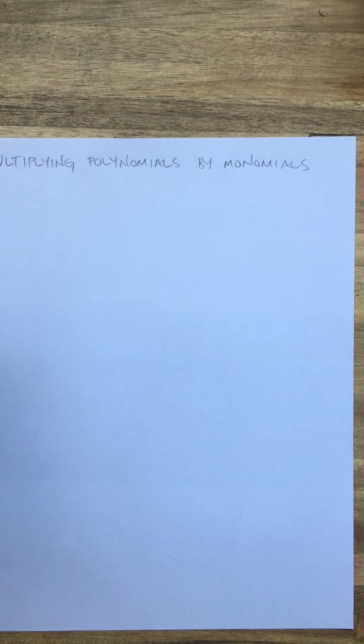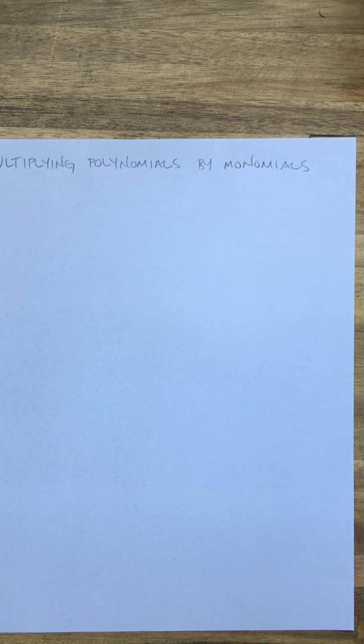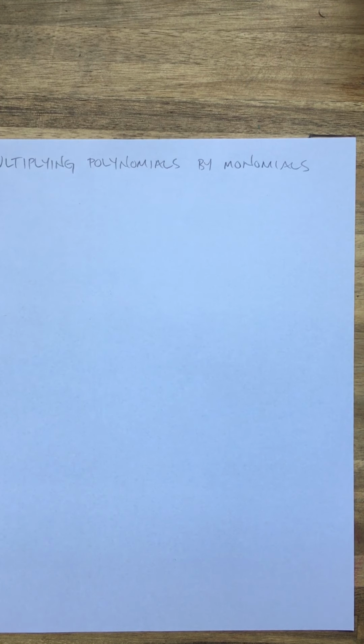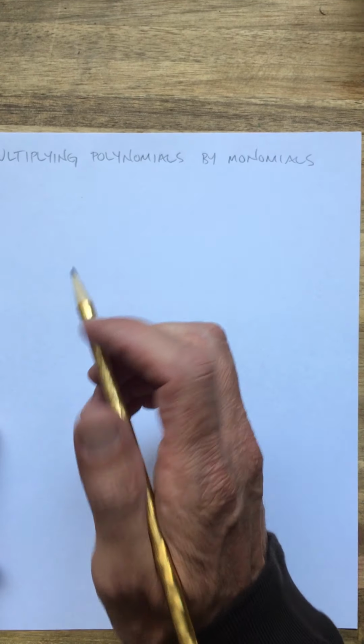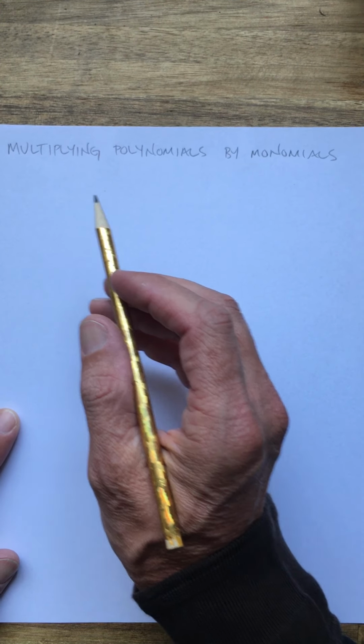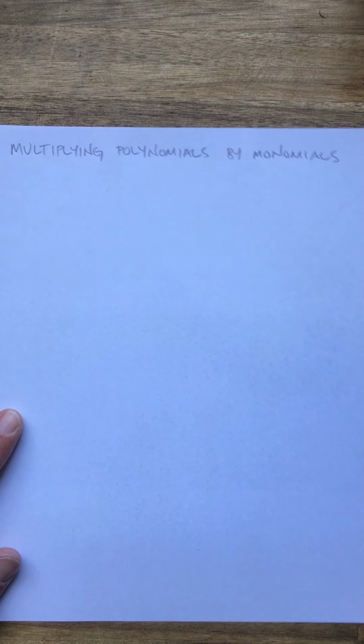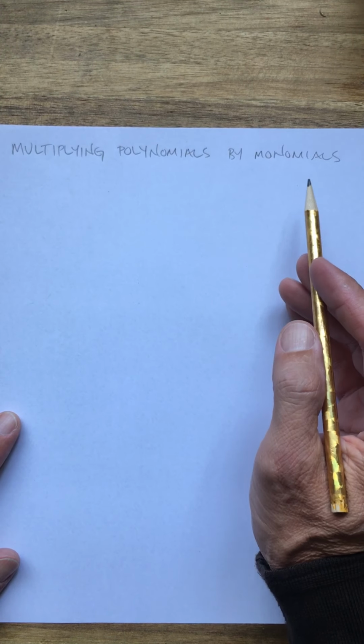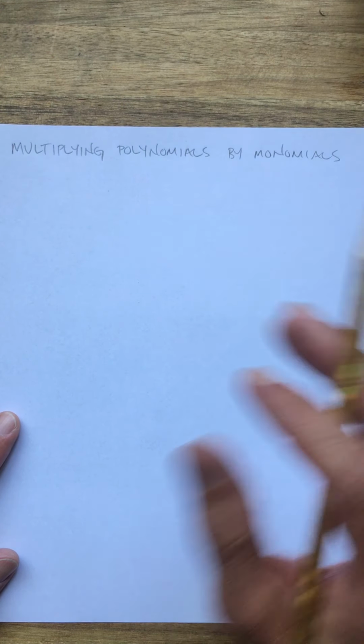What's happening, guys? Today we are going to still be working with polynomials, okay? Last time I think we subtracted polynomials. The time before that we added polynomials. This time we are going to be multiplying polynomials, okay? But we're going to keep it simple. We're only going to multiply polynomials by monomials. And monomials are just short little teeny tiny terms, okay?